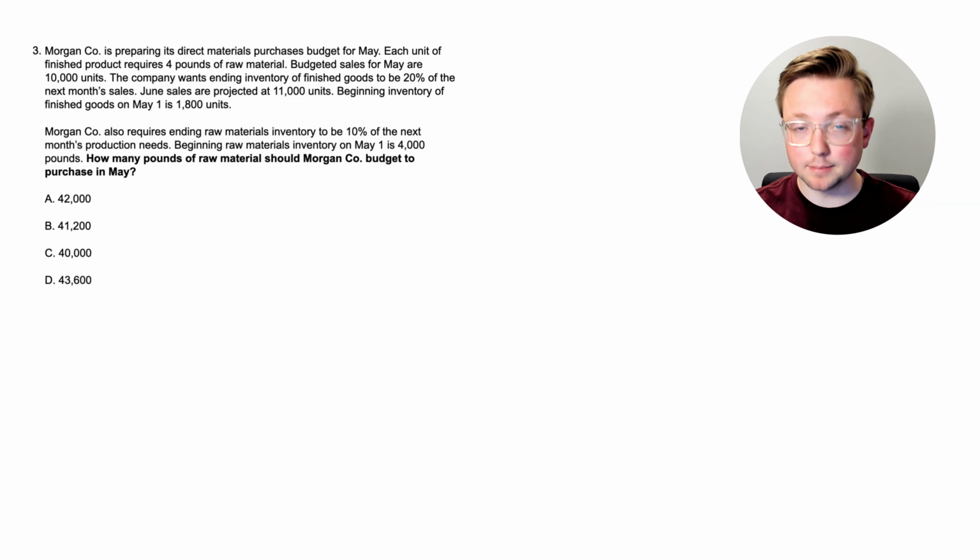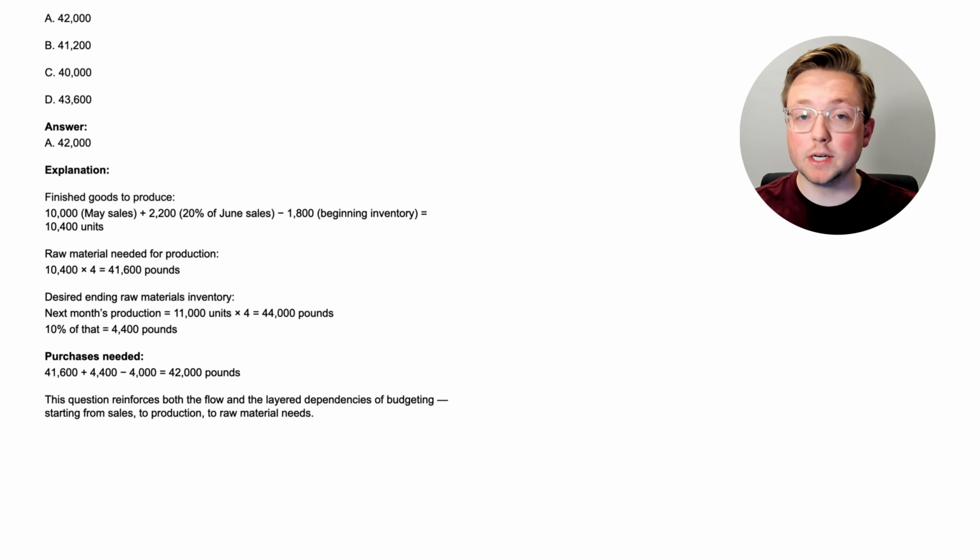All right, here we are at the answer, A, 42,000 units. So that is the amount of raw materials they need to have purchased to be able to meet all their needs for this month. So let's go through this. First off, we need to figure out how many finished units they need to produce. So how many finished goods do they need to have in the end? So we start with the 10,000 that is in May. That's how many they want to sell in May.